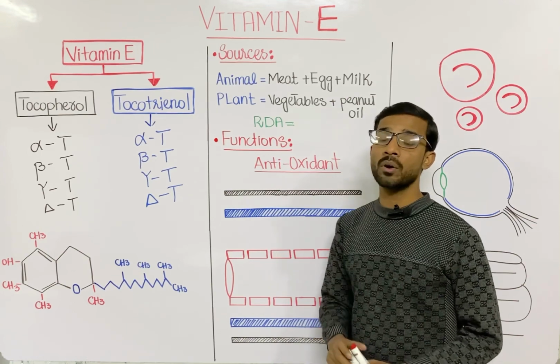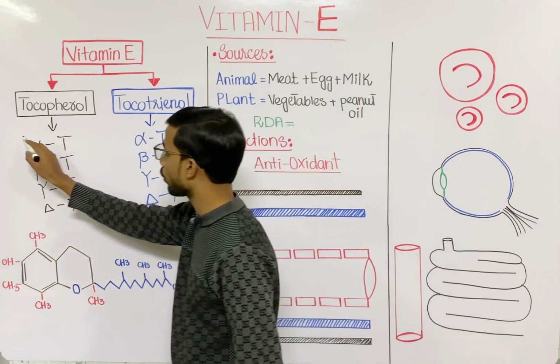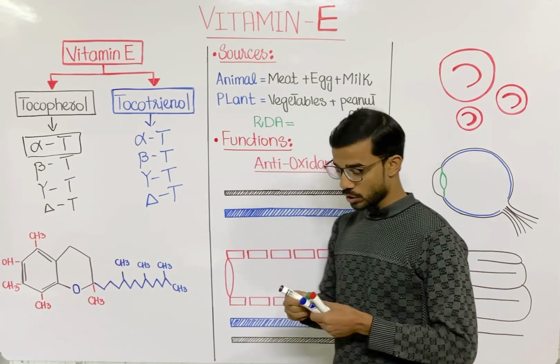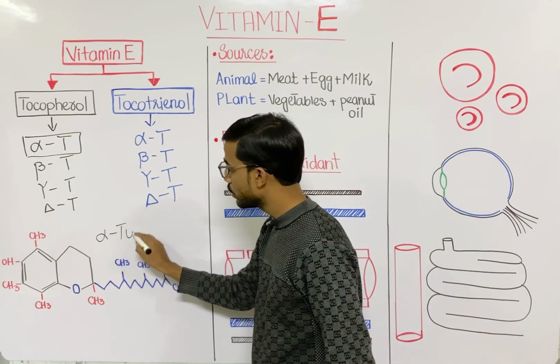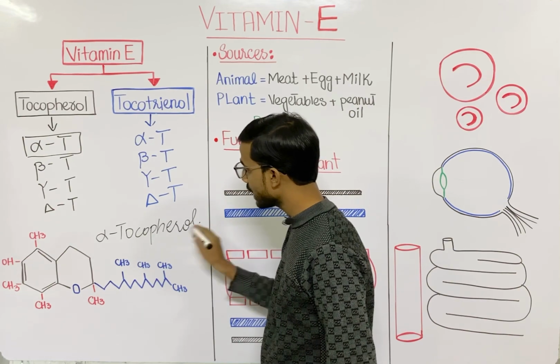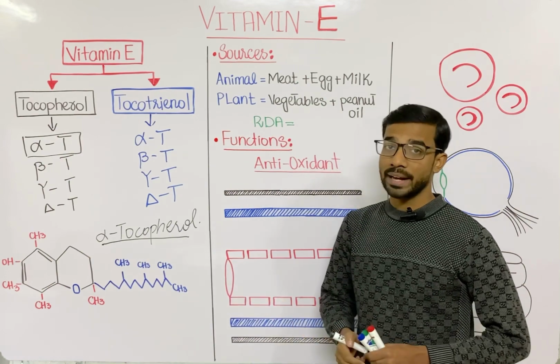But the most important and the most active form is alpha tocopherol. Here is the most active form of vitamin E. This is the structure of alpha tocopherol, and in it you will see the presence of two rings along with a side chain.